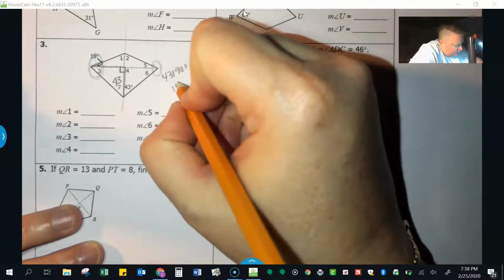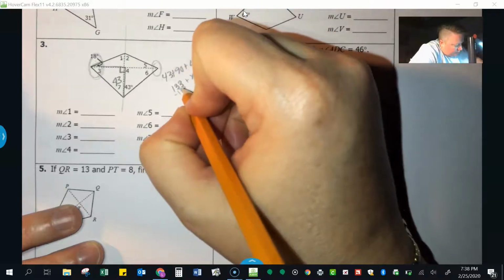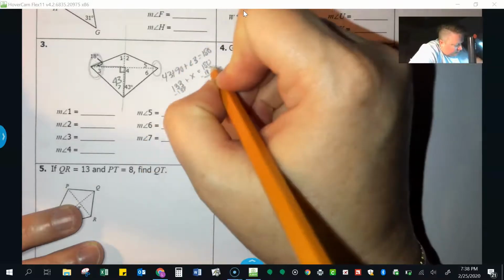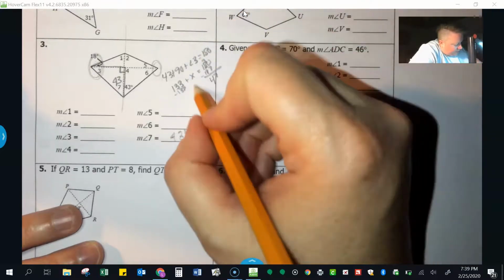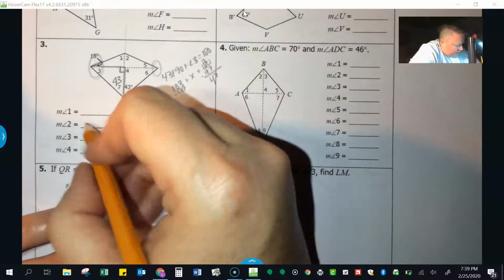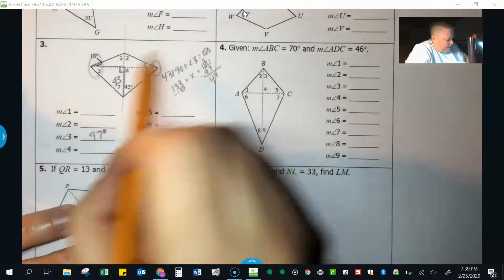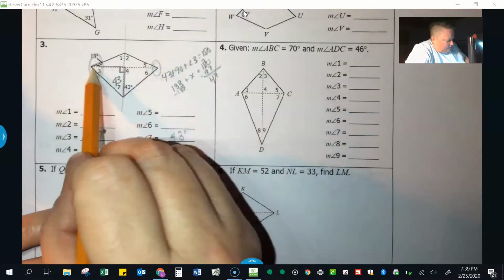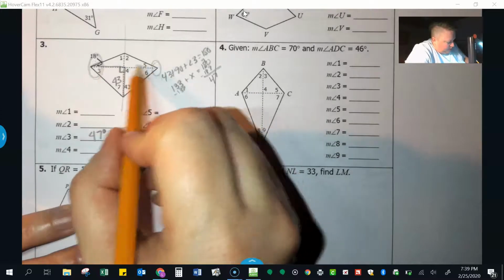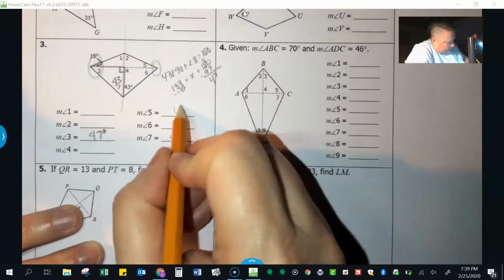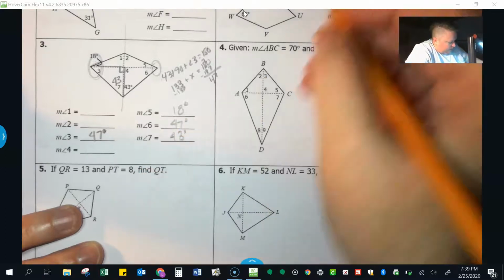So this is 133 plus x equals 180. If I subtract 133 from both sides, what's that? 47 degrees. So angle 3 is 47 degrees. And since these two are congruent, and this is a line of symmetry, I know that 5 is going to be 18 degrees. 6 is going to be 47 degrees.